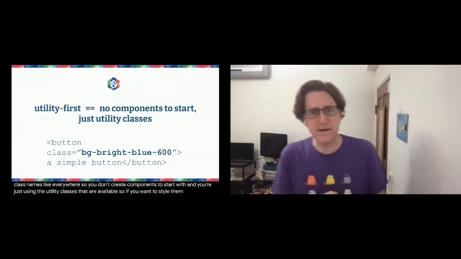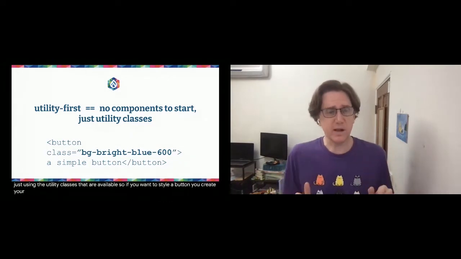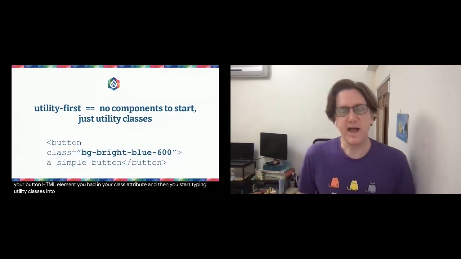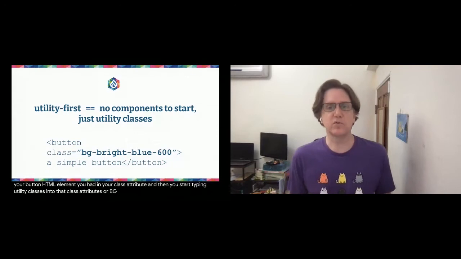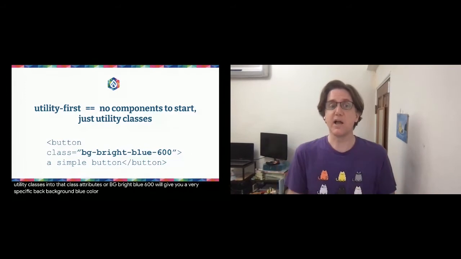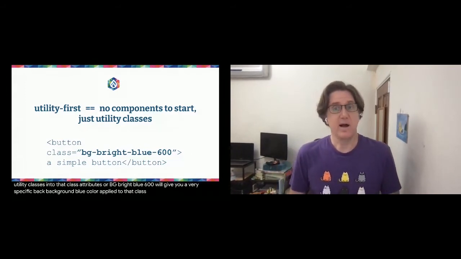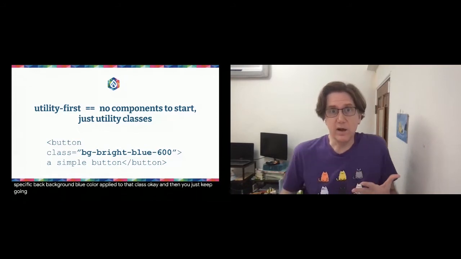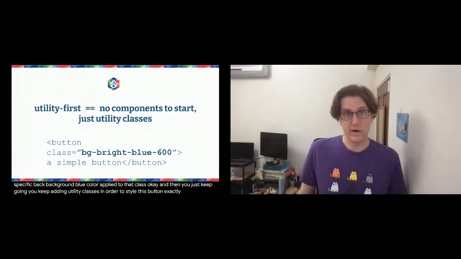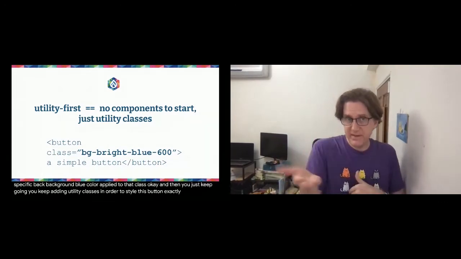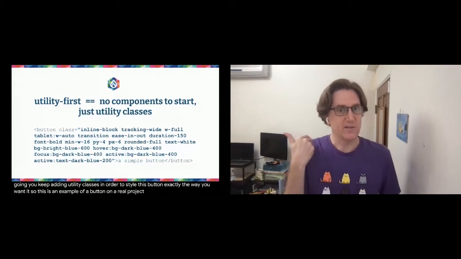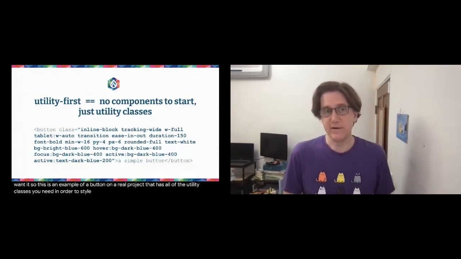So if you want to style a button, you create your button HTML element, you add your class attribute, and then you start typing utility classes into that class attribute. So BG bright blue 600 will give you a very specific background blue color applied to that element. Okay. And then you just keep going. You keep adding utility classes in order to style this button exactly the way you want it. So this is an example of a button on a real project that has all of the utility classes you need in order to style this button, right?